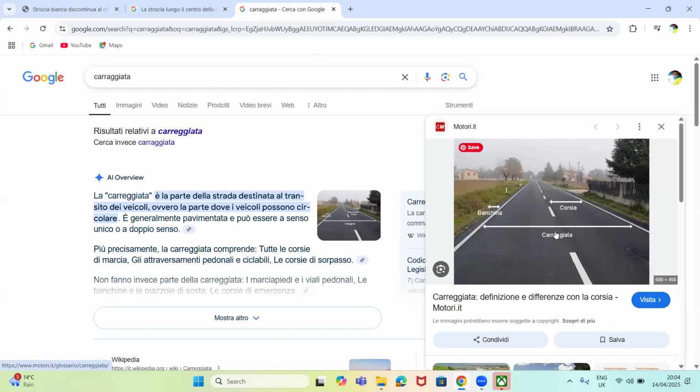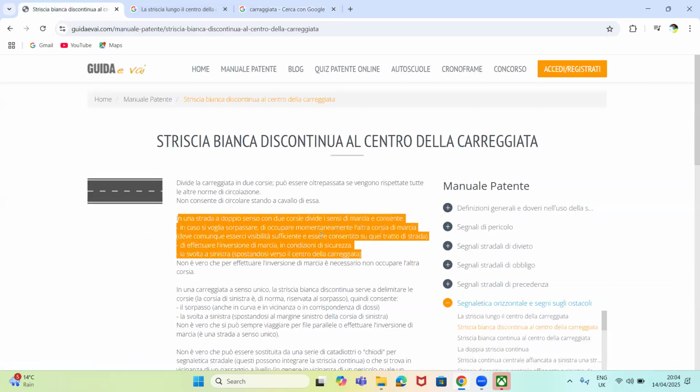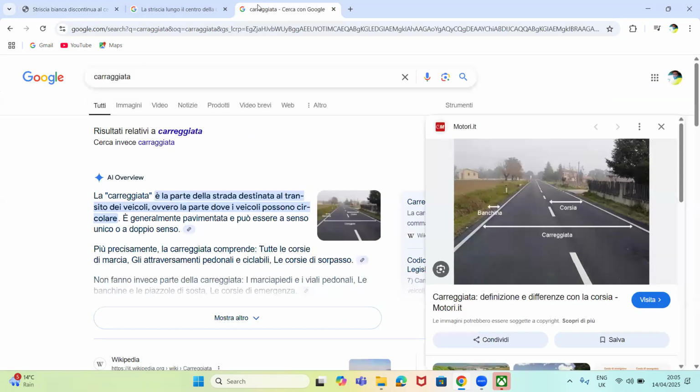Because there are only a few cases where we ever see this kind of situation. Now, I want to overtake. This is corsia A, this is corsia B. Let's continue. They say, in caso si vuole sorpassare, di occupare momentaneamente l'altra corsia di marcia. They say we should occupy momentarily the other corsia di marcia, because for the examiner this road is doppio senso. A car is coming here. You can occupy this left lane momentarily, and then re-enter the right lane. Is it clear? They're asking us to occupy the left lane momentarily.